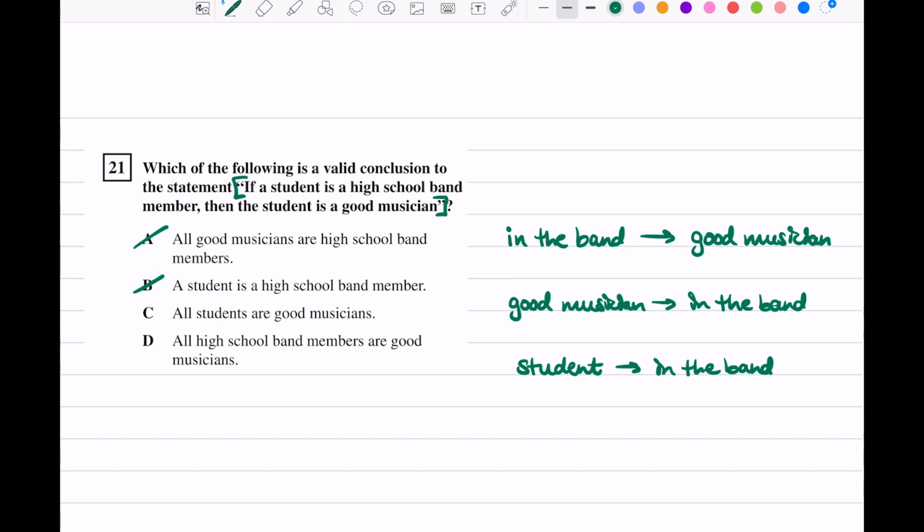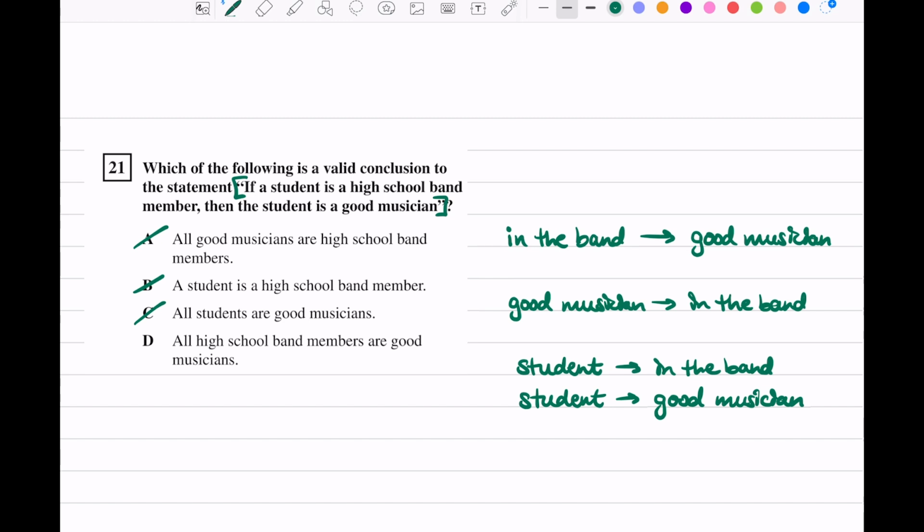Similarly, looking at C, all students are good musicians. So this is saying if you're a student, you're a good musician. Well, our original statement said if a student is in the band, then they're a good musician. Not that all students are good musicians, only if they're in the band. And so, based on this, D should be the right answer, but let's check.